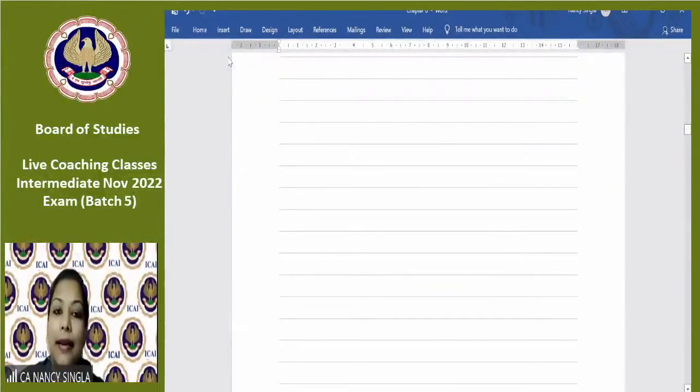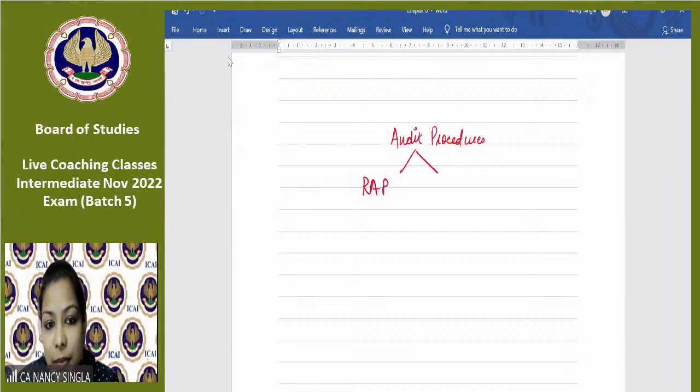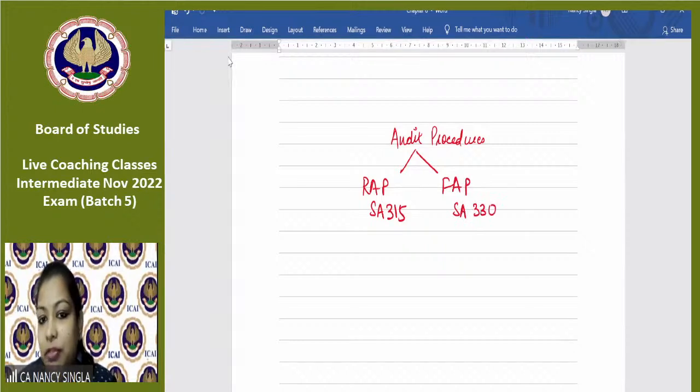देखो, I'll write this again. So what are the audit procedures? Students, today I don't have the time to repeat the topics again and again, so be with me. So we have seen that risk assessment procedures SA 315 में perform होते हैं. फिर in response to the auditor's assessment of risk, SA 330 में further audit procedures perform होते हैं, which can be what? Test of controls and substantive procedures.